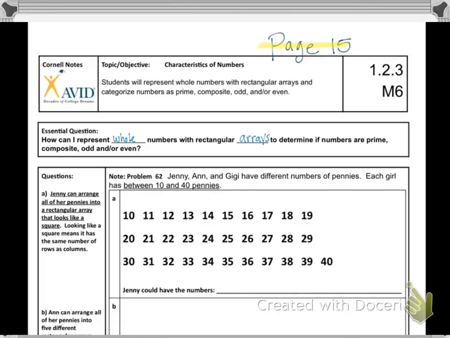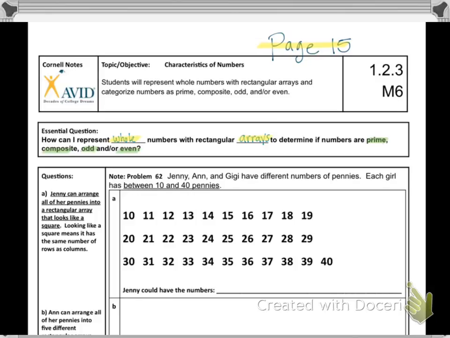Let's start our lesson. On page 15 in your white note packet, your essential question for today says, how can I represent whole numbers with rectangular arrays to determine if the numbers are prime, composite, odd, or even? All of these vocabulary words you have heard in elementary school, and today we are going to talk about them. Prime, composite, odd, and even.